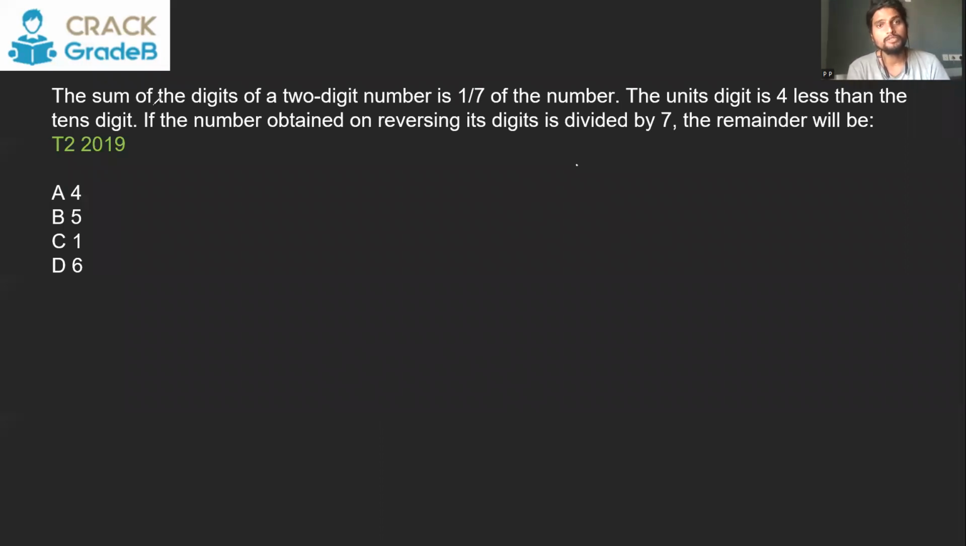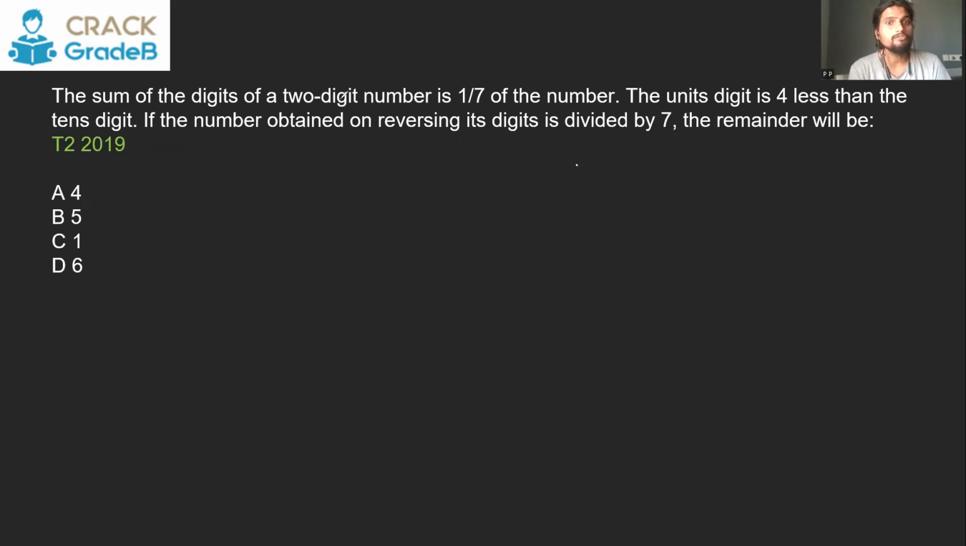The sum of the digits of a two-digit number is 1/7 of the number. The unit digit is 4 less than the tens digit. If the number obtained on reversing the digits is divided by 7, the remainder will be? For such questions, it is better to analyze a little first. Don't directly go for making equations without thinking much, because it is going to be really tricky if you take many variables and solve the equations.